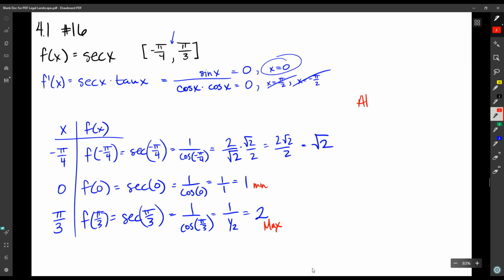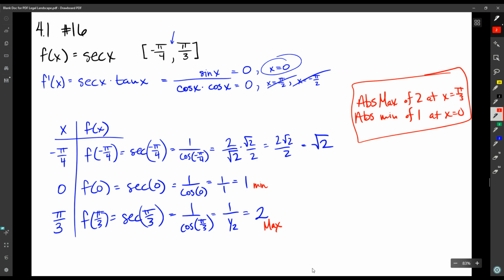So we're going to have as a final answer here an absolute max of 2 at x equals pi over 3. And then we're going to have an absolute minimum of 1, and that's going to occur at x equals 0. And that does it for number 16.